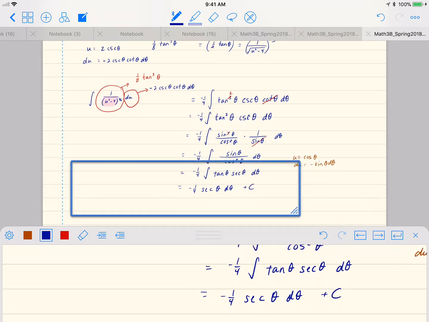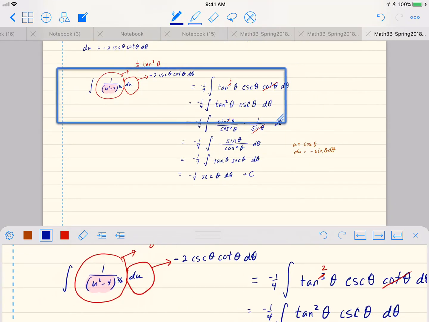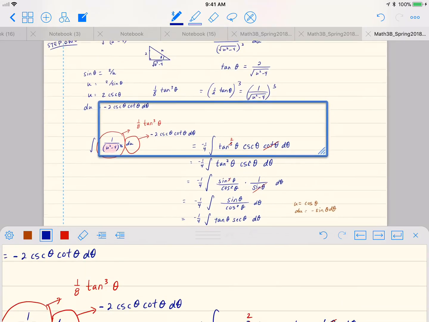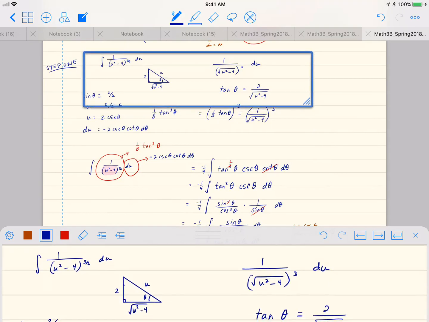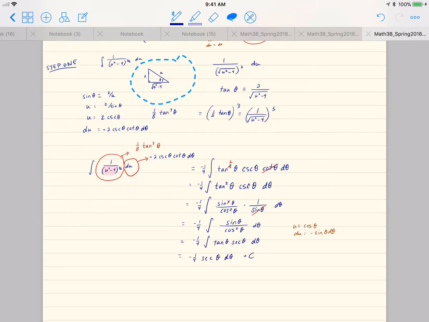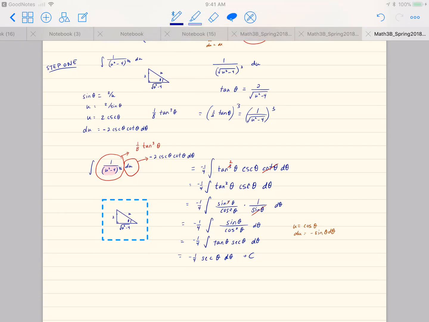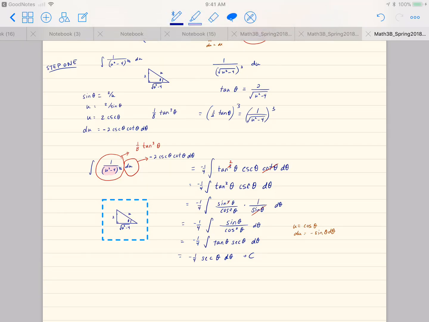So I'm done with my step 1, right? Step 1 is essentially saying that this integral that I have in terms of U is equal to this integral in terms of theta, assuming that we're following this triangle right here. So let me copy and paste the triangle. Why is the triangle important? It's important because it's kind of like the recipe or the receipt. Sorry.